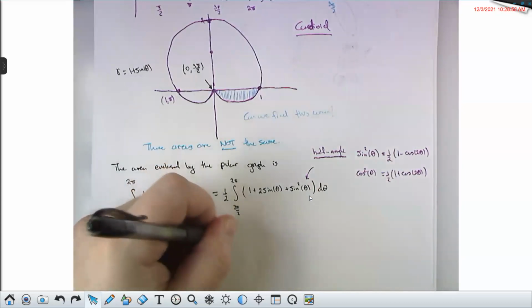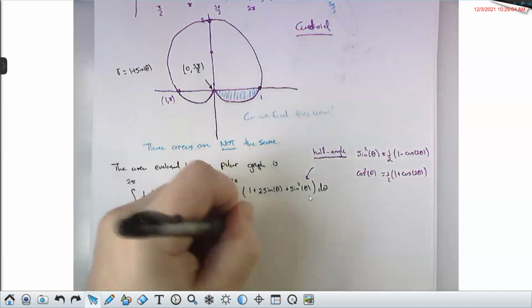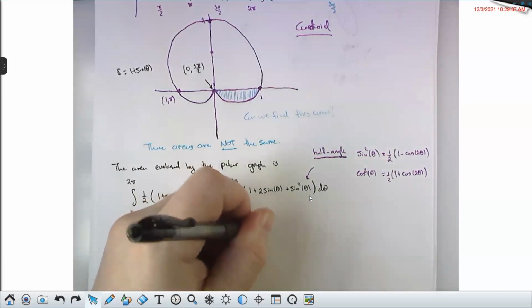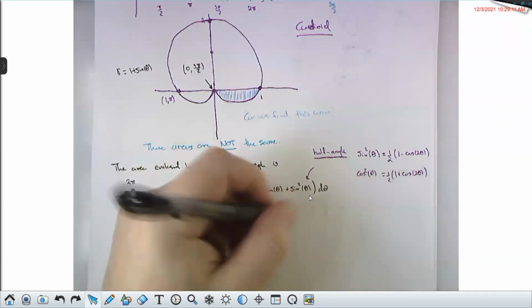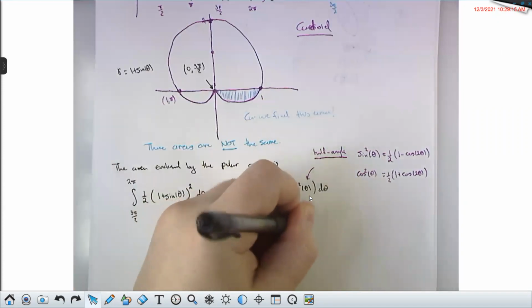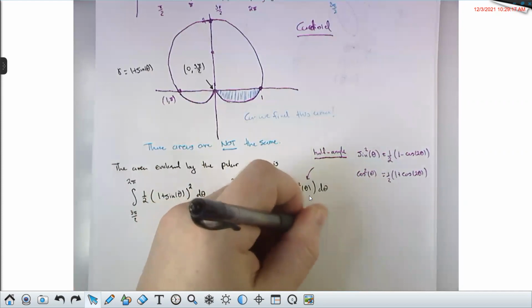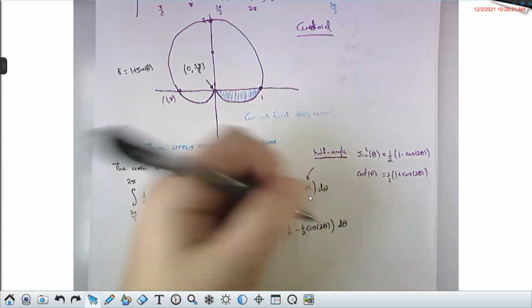So this is 1/2 integral from 3 pi over 2 to 2 pi of 1 plus 2 sine theta. I'll go ahead and distribute the 1/2. That's plus 1/2 minus 1/2 cosine 2 theta d theta.